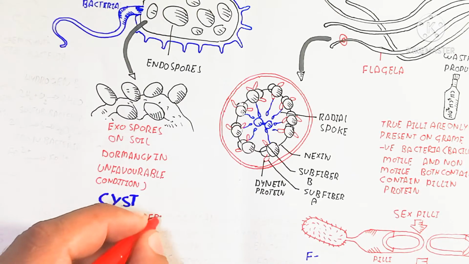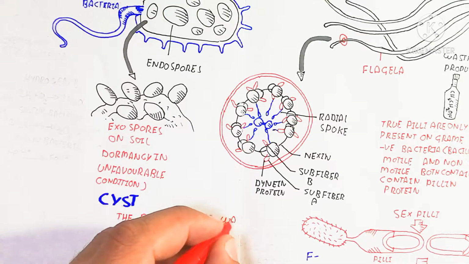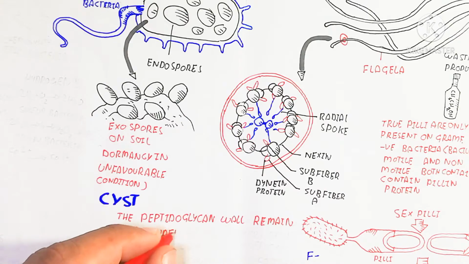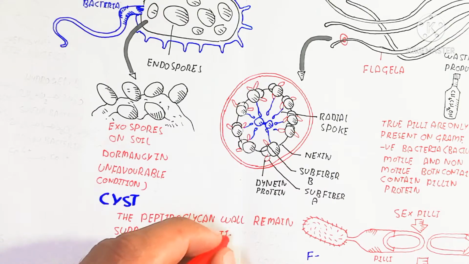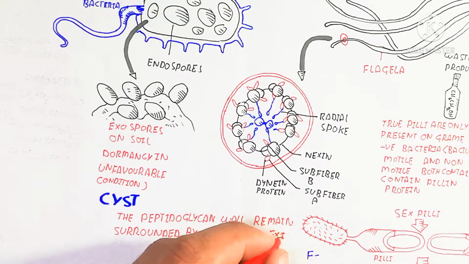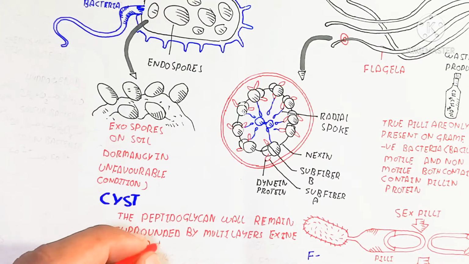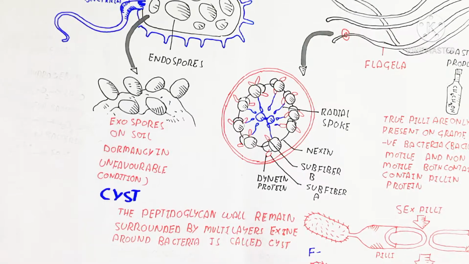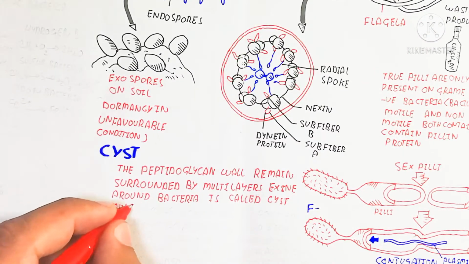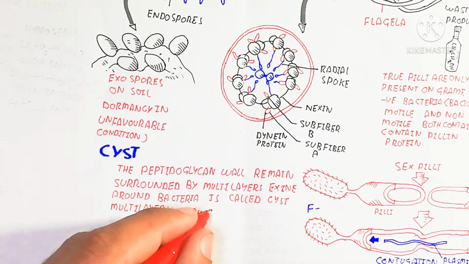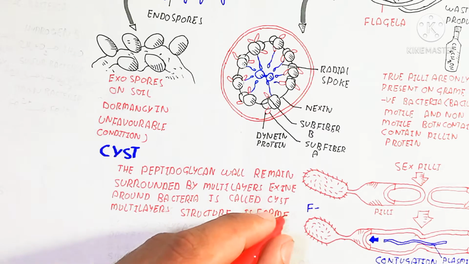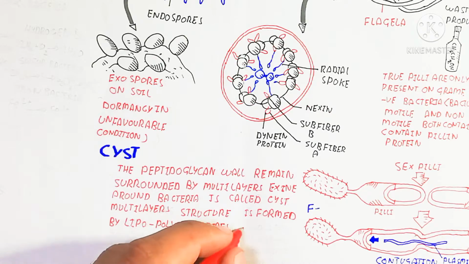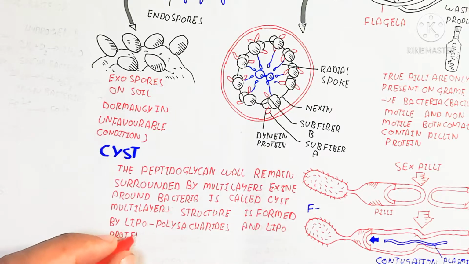So this is the function. Another more important thing is the cyst formation. In cyst formation, the peptidoglycan wall remains surrounded by multi-layered enzymes around the bacteria, which is called a cyst, and this multi-layer structure is formed by lipopolysaccharides and lipoprotein.